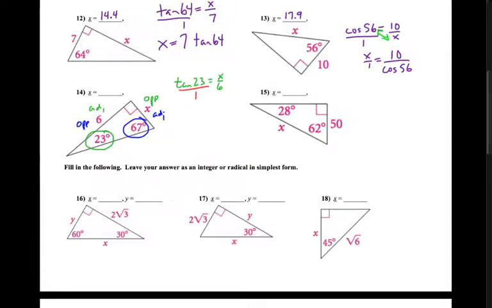But before I solve it, let me set up the other one as well. Oh, no, I will go ahead and solve it. My bad. I will cross multiply because the x is on the numerator. X times 1 is x. 6 times the tangent of 23 gets me my answer.